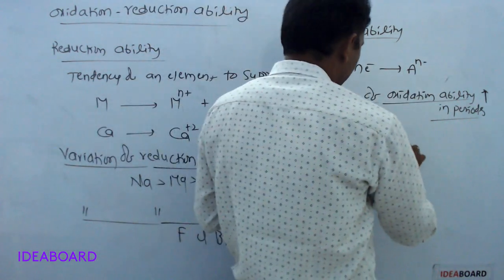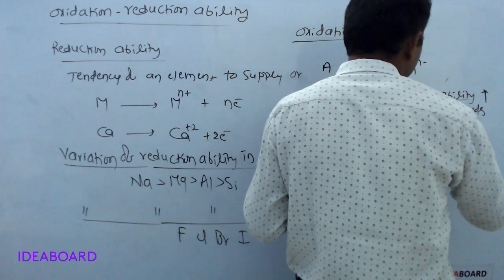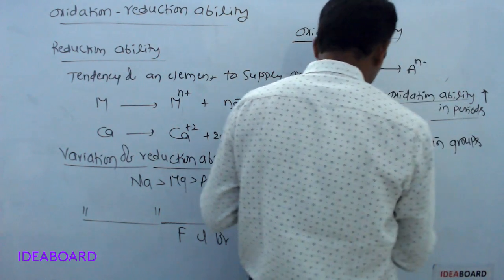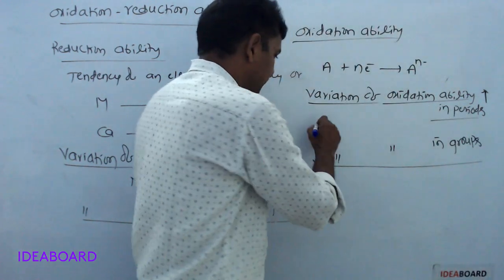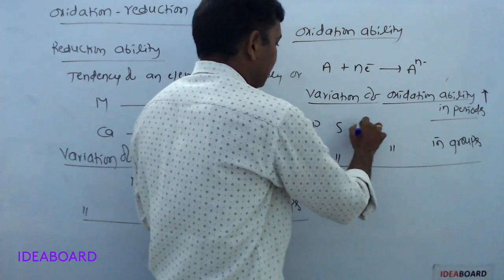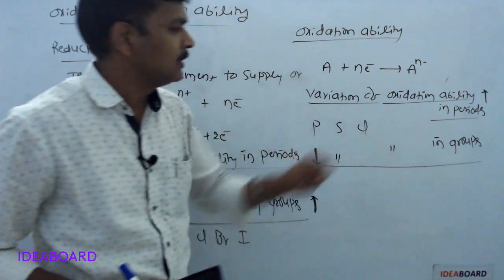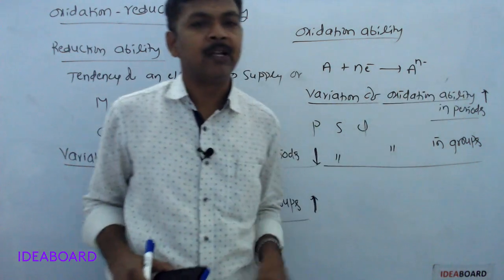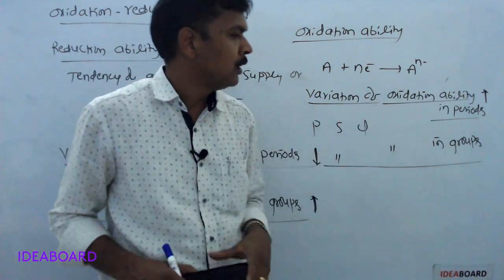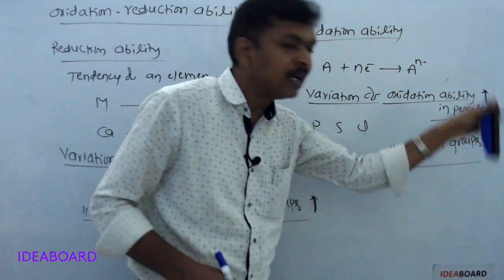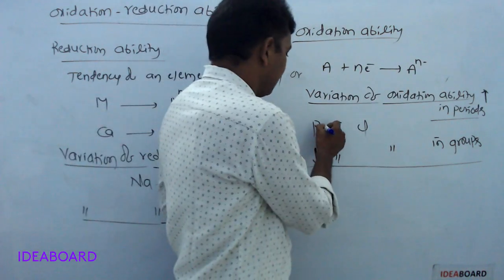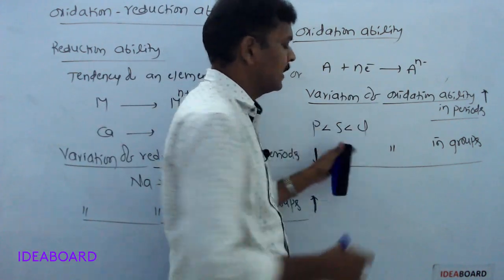Next, variation of oxidation ability in groups. If we take phosphorus, sulfur, chlorine, among these three, which one has more oxidation ability? Which one has more tendency to gain the electrons? Chlorine has more tendency to gain the electrons. Phosphorus is less than sulfur, less than chlorine.